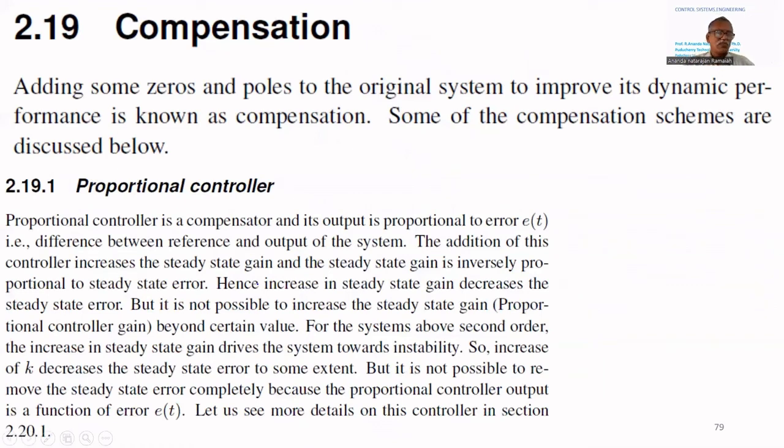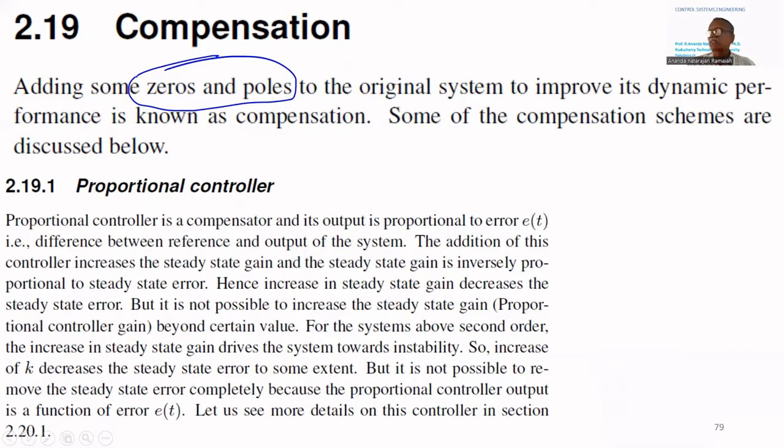What we have seen so far is addition of poles and addition of zeros. Addition of zeros and poles is called compensation. Sometimes in the examination, they will ask in terms of compensation. Adding some zeros and poles to the original system to improve its performance is known as compensation.